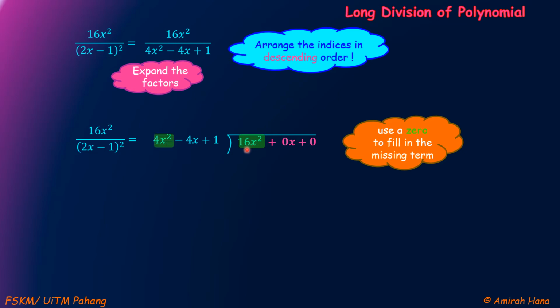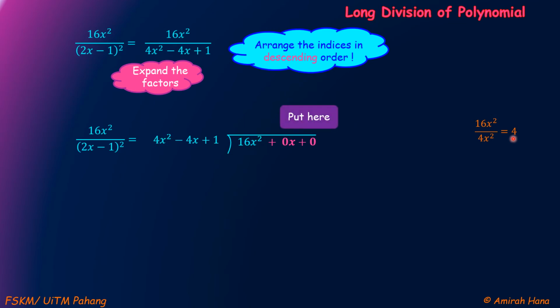After that, we need to divide 16x squared over 4x squared. From here, 16x squared over 4x squared equals 4. Then we put 4 here. Since 4 is a constant, we put it on top of the constant 0, to avoid error and make it easy to divide.